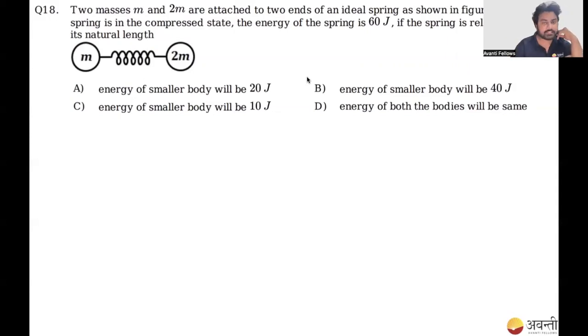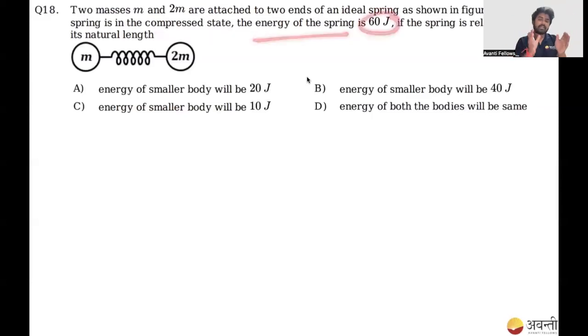Okay, let's discuss. There are two masses m and 2m which are attached to two ends of an ideal spring. When the spring is compressed, these two masses are attached. One is m, one is double of m, that is 2m, and it is in compressed state. If it is compressed, it will store some spring potential energy. So when you release it, it will try to expand with that potential energy, right? It is in compressed state, and the energy of the spring is 60 joules.